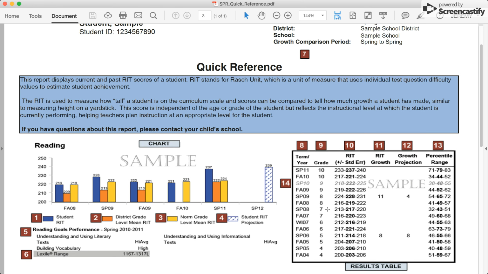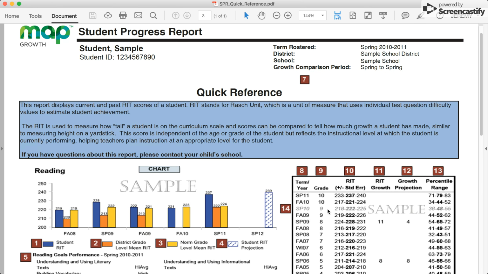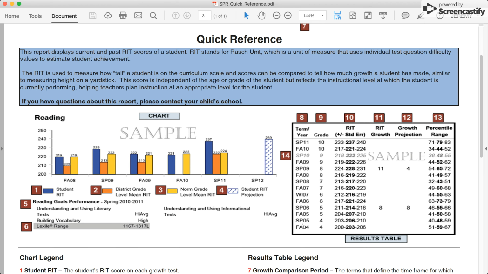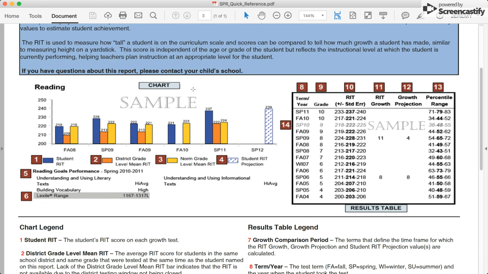Okay, this is just a little tutorial as far as how to interpret your child's MAP test scores. Now, all parents will get these sheets sent home twice a year, and yours will look a little different than this one. Yours will show a reading with a chart over to the side.